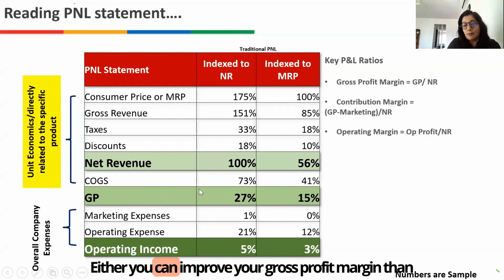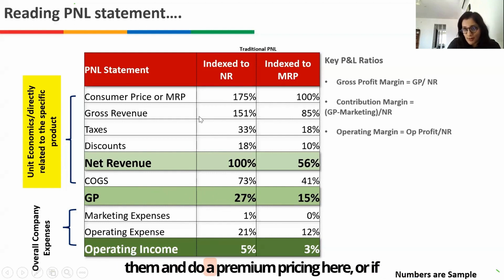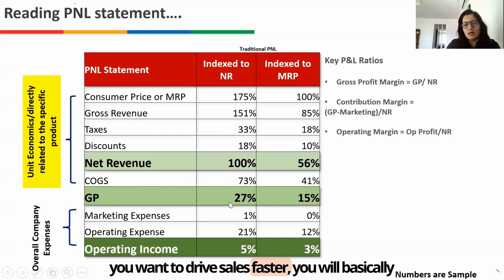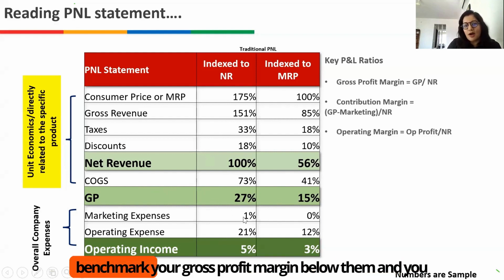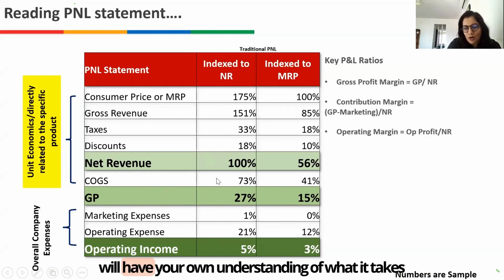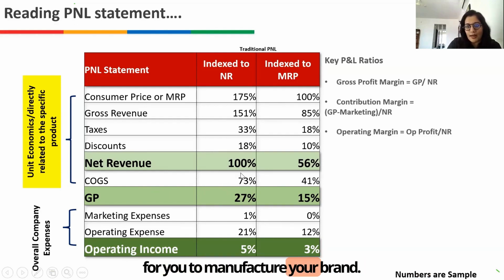Either you can improve your gross profit margin relative to them and do premium pricing here, or if you want to drive sales faster, you will benchmark your gross profit margin below them, and you will have your own understanding of what it takes for you to manufacture your brand, and hence you will back your pricing to the customer accordingly. So start with gross profit margin.